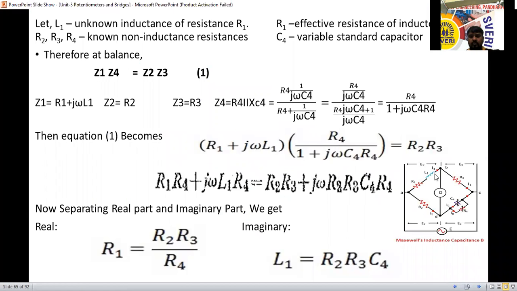Z1 equal to, this term we are going to complete, we are going to call as Z1 here now.